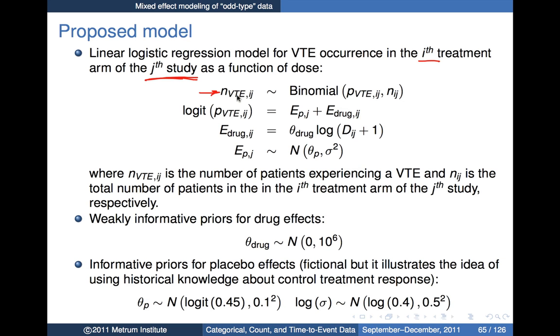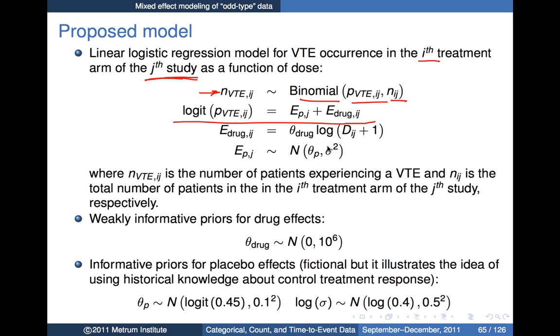So we're going to model this as binomial for the number of VTEs in the ith treatment arm of the jth study. That's going to be binomial with a probability of VTE which is specific to that treatment arm and study. And then we've got our total number of patients contributing to that treatment arm. We're going to do this as a logistic regression. In this case, actually I said linear, didn't I? It's actually not linear. This is nonlinear.